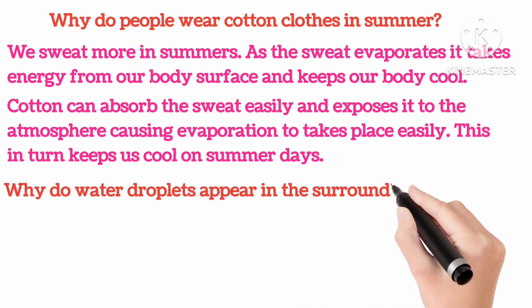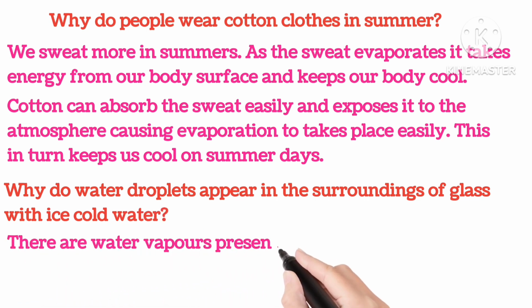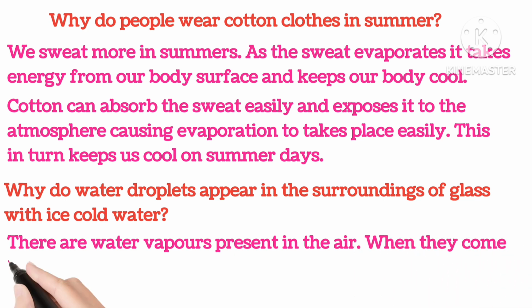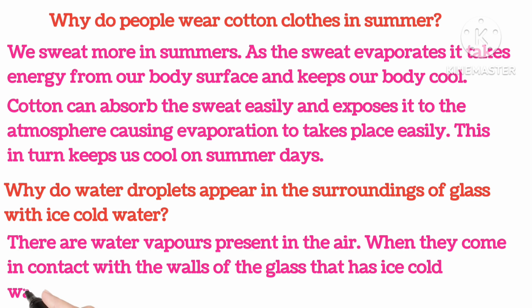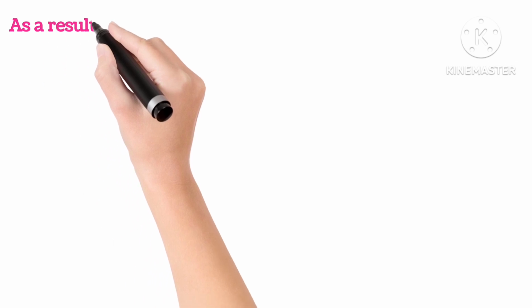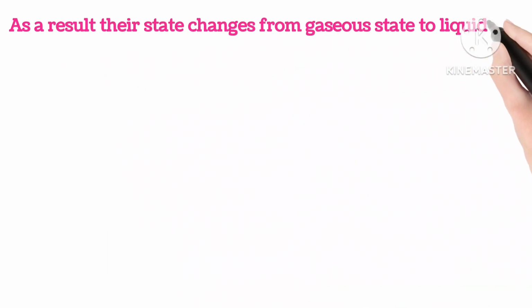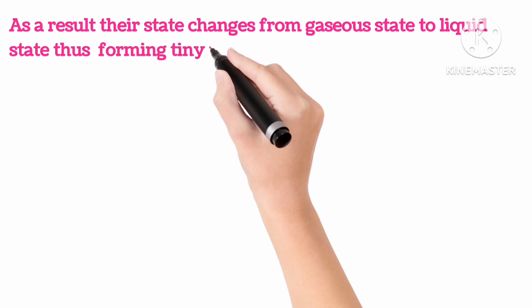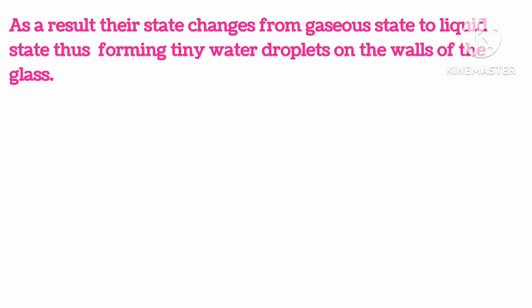Why do water droplets appear on the surface of a glass with ice cold water? There are water vapors present in air. When they come in contact with the walls of the glass that has ice cold water in it, they condense. As a result, their state changes from gas state to liquid state, thus forming tiny water droplets on the walls of the glass.